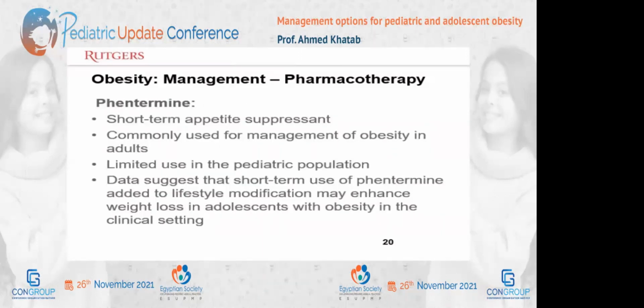Another player that's more commonly used in the adult population is phentermine, which is a short-term appetite suppressant, and it's an amphetamine-like prescription medication. Data suggests that the short-term use of phentermine, in addition to lifestyle modification, may enhance the weight loss in adolescents with obesity in the clinical setting.